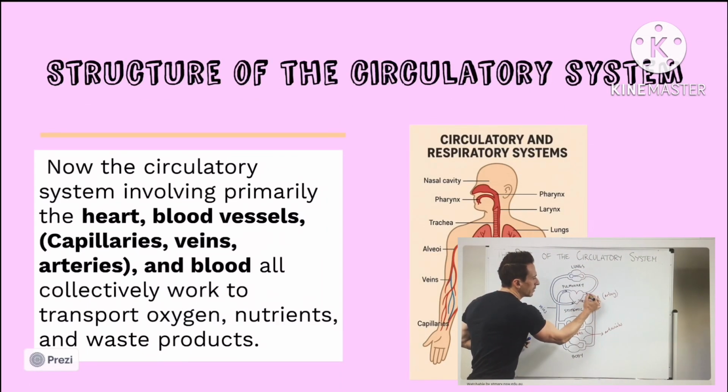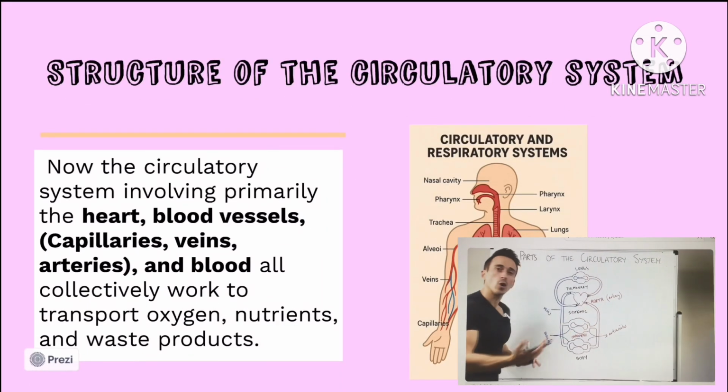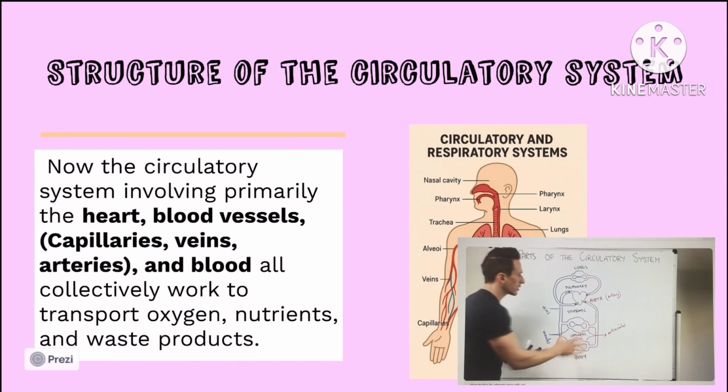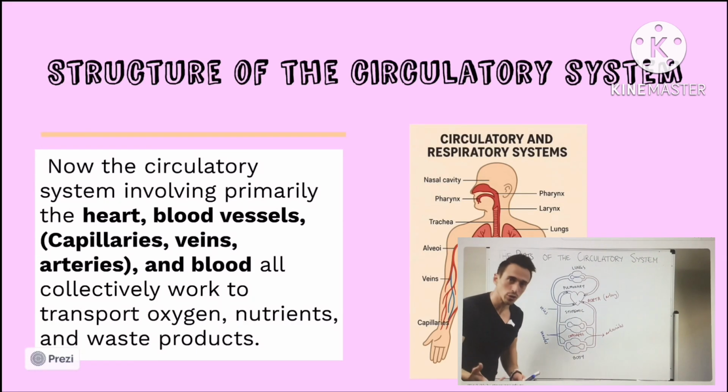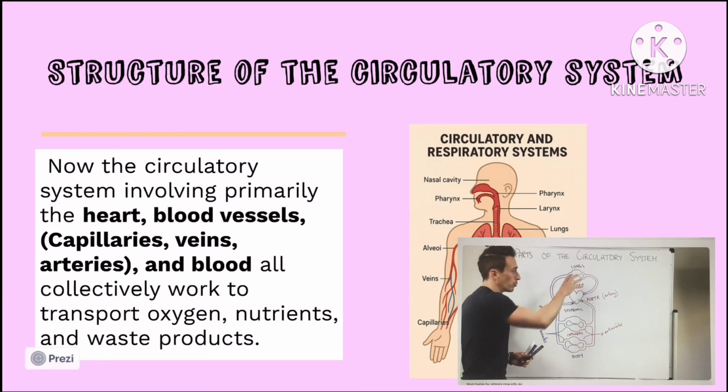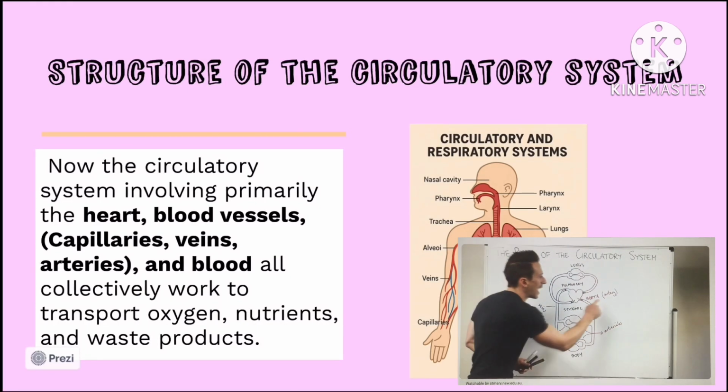Structure of the circulatory system. Now, the circulatory system, including primarily the heart, blood vessels, capillaries, veins and arteries, and blood, all collectively work to transport oxygen, nutrients, and waste products.